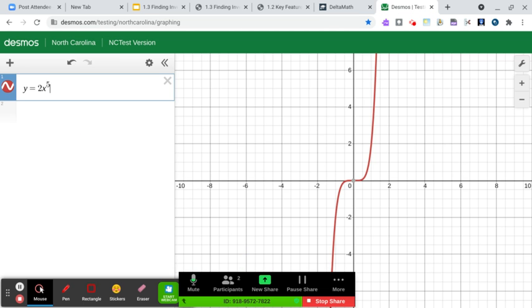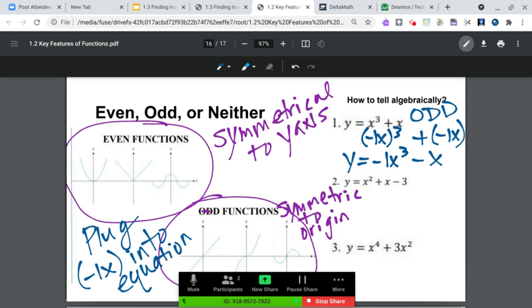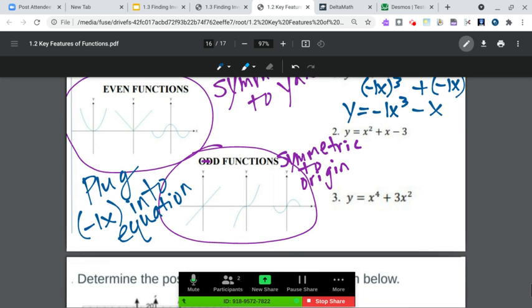Now watch this really quick in Desmos. I'm going to type it in so you can see it. X to the power of 3 plus x. Do you see how it's symmetric with respect to the origin? Do you see how I could flip it and it flips onto itself? Yeah. Okay, perfect.